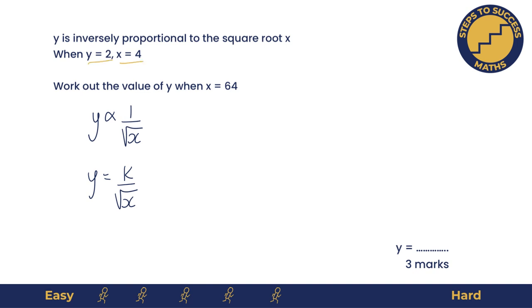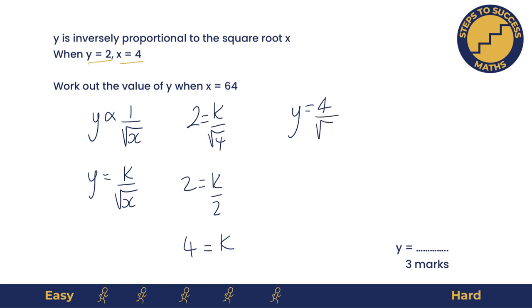2 equals k over root 4. 2 equals k over 2. Multiply both sides by 2. 4 is equal to k. Rewrite it. Y is equal to 4 over the square root of x.